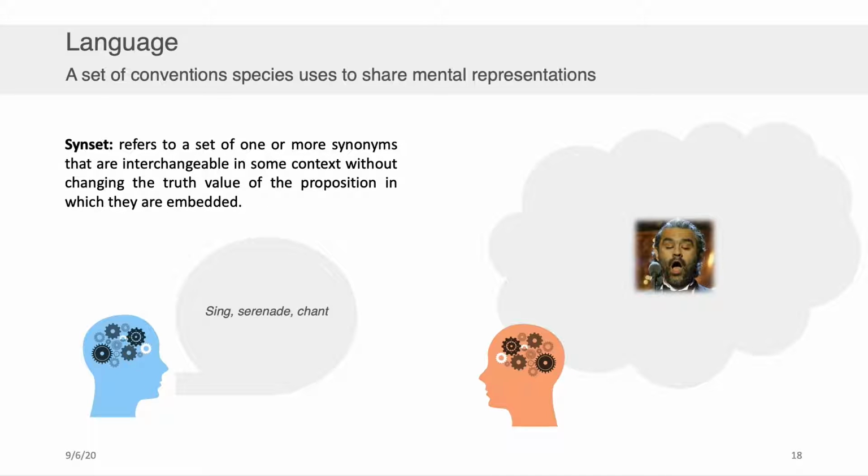Now, one of the interesting things about language is that it allows for many-to-one mappings. So you have these things called synsets, which are a set of one or more synonyms that are interchangeable in some contexts without really changing the truth value of what you're speaking about. As an example, I can use the words sing, serenade, and chant. If I mention those three things, there might be soft differences between those in your mind's eye, but they're probably roughly referring to the same thing.